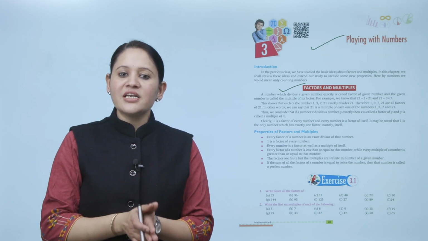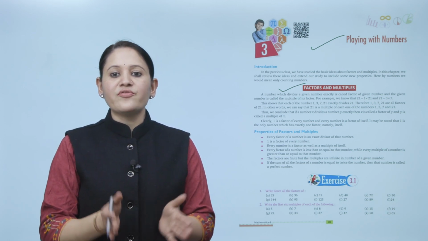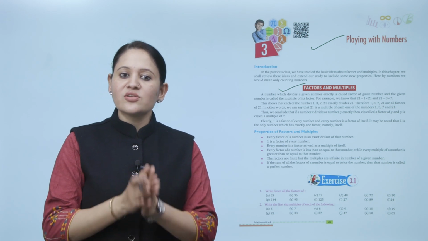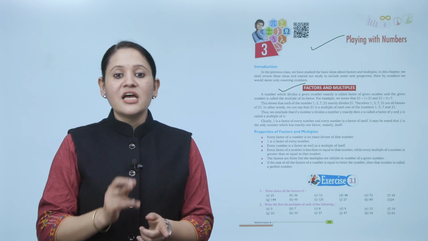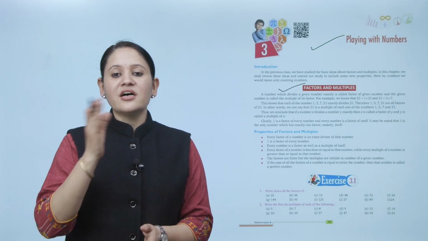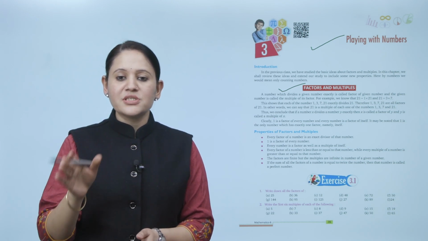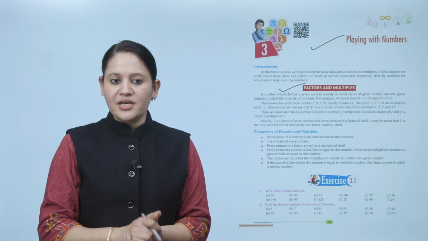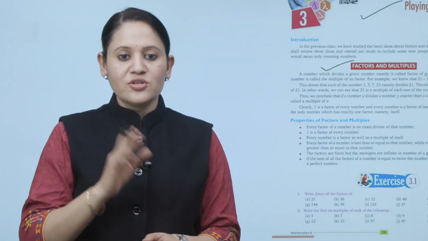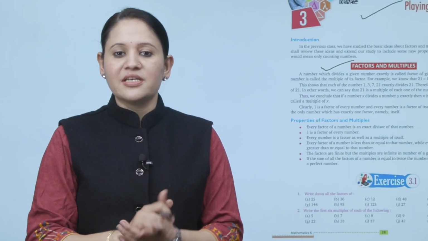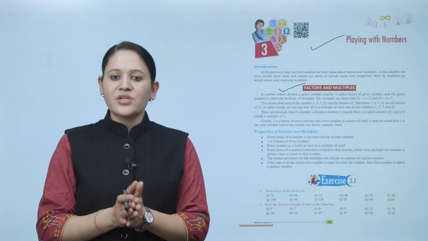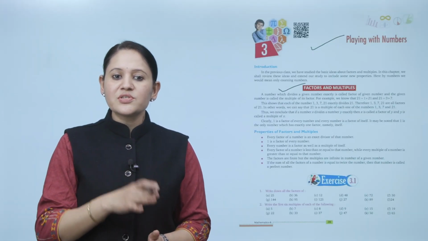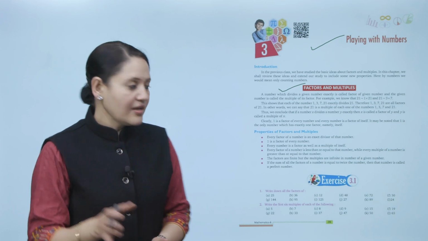The number which divides the given number exactly is called a factor of the given number, and the given number is called a multiple of its factor. Means if a number divides the other number exactly, the remainder should be 0. That means that number is a factor of the given number, and the number we get is the multiple of that number. For example, as we know, 21 equals 1 into 21, and 21 equals 3 into 7. Clear?